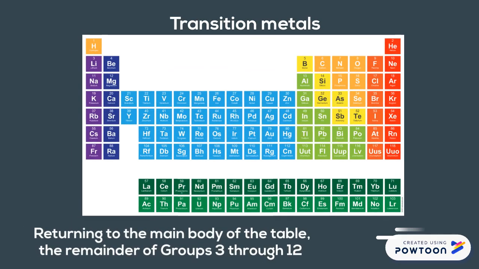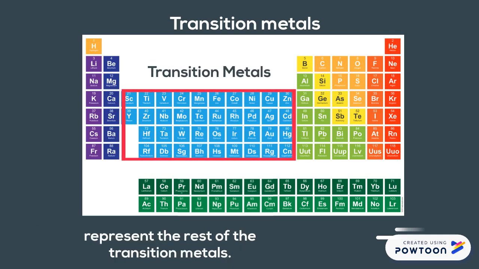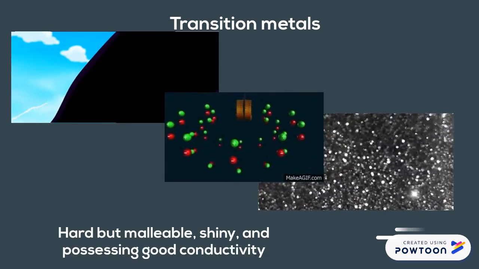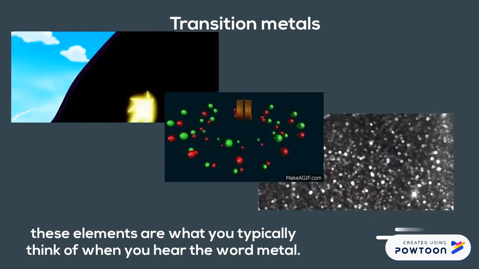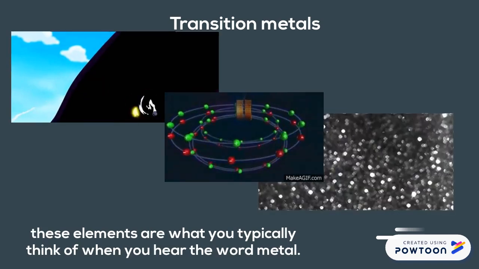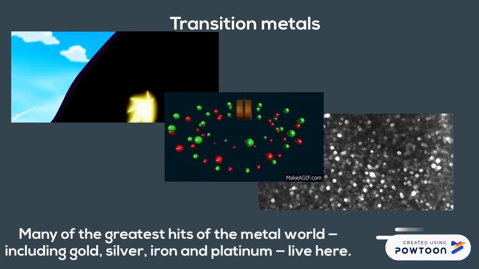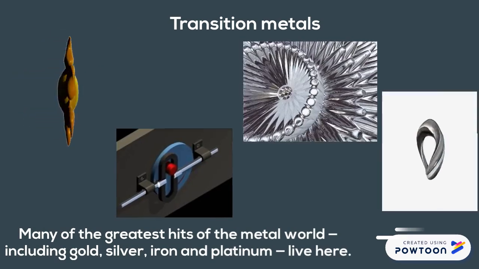Returning to the main body of the table, the remainder of groups 3 through 12 represent the rest of the transition metals. Hard but malleable, shiny, and possessing good conductivity, these elements are what you typically think of when you hear the word metal. Many of the greatest hits of the metal world, including gold, silver, iron and platinum, live here.